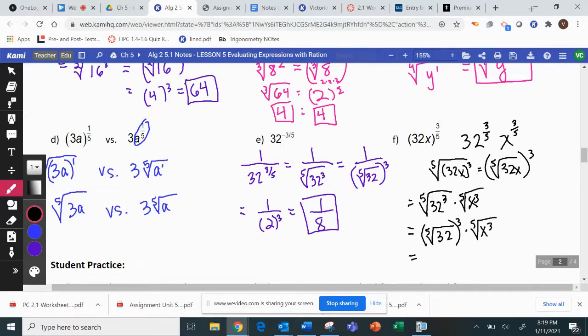So the 5th root of 32 is 2. And then I can't take a 5th root of x to the 3rd because there aren't 5 x's in there. So then I'm going to do 2 to the 3rd, which is 8. And then I can't do anything else with the x, so I just have the 5th root of x to the 3rd. And that's simplified.